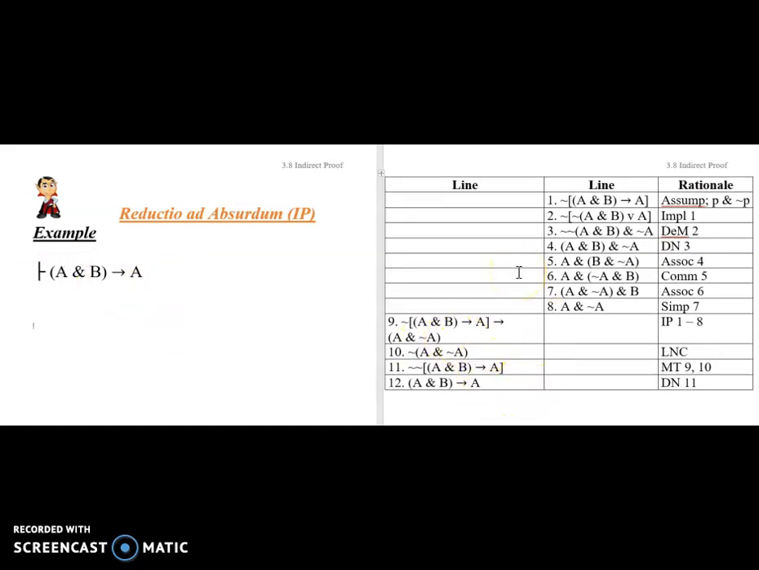And that's how you can use indirect proof, or IP, to establish theorems, and there's plenty of practice problems with the solutions laid out in the text.